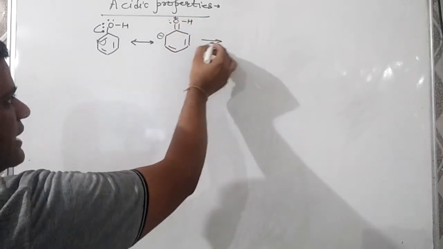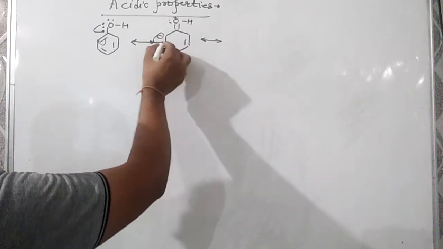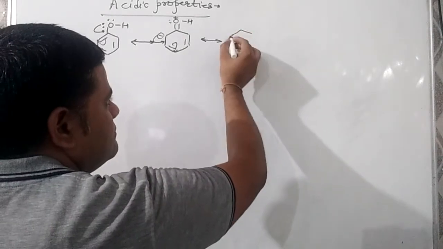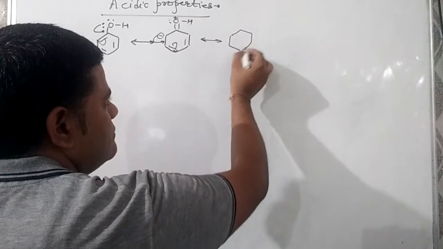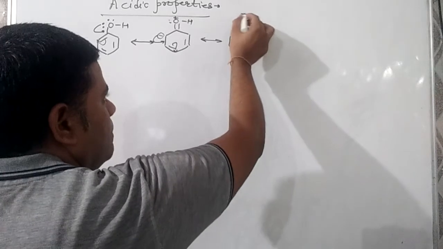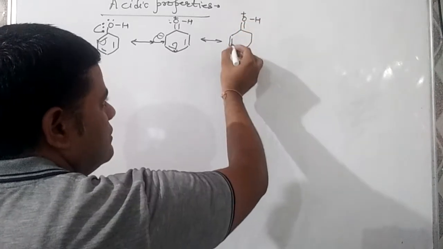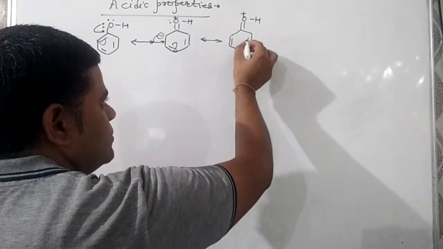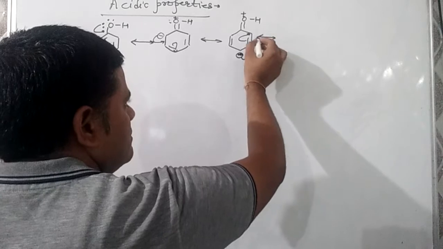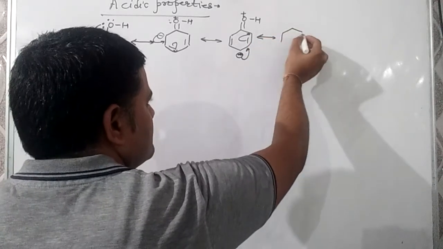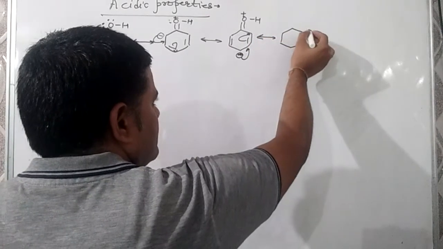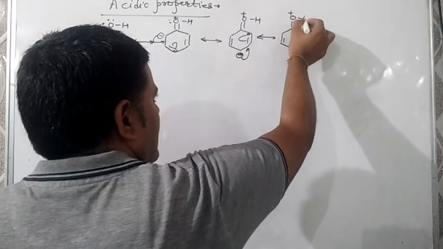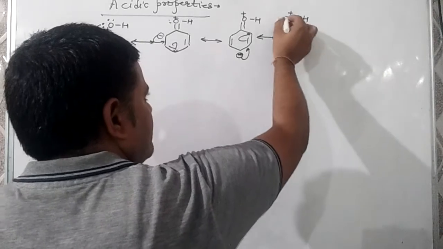Now, the next resonating structure might be obtained when this electron cloud goes there, and this bond goes to this carbon. O positive H, this is having negative charge. Next, this negative charge goes there, and this goes to this place. That's why this carbon should have negative charge. And in the last structure, this electron pair shifts there and this lone pair goes there.